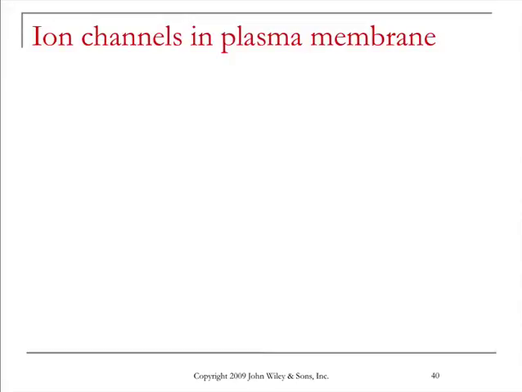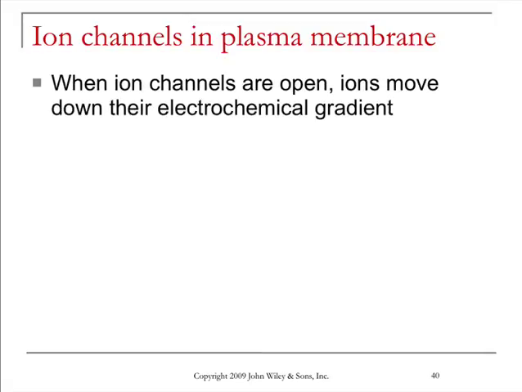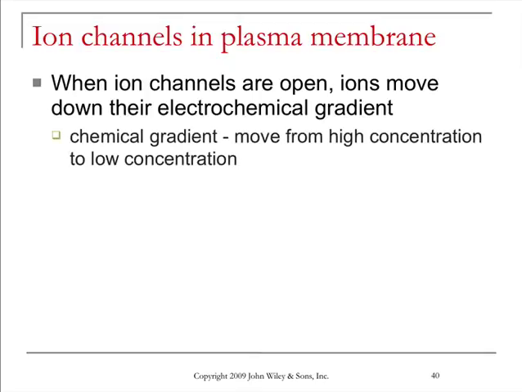In order for us to understand how neurons work, we have to look at ion channels that are found in the plasma membrane of neurons. These ion channels are proteins that have openings in them, and when these ion channels are open, ions will move down their electrochemical gradient. When we talk about the electrochemical gradient, we have to consider two things that are going to determine which direction an ion is going to move.